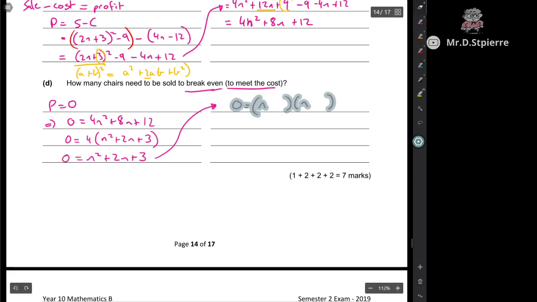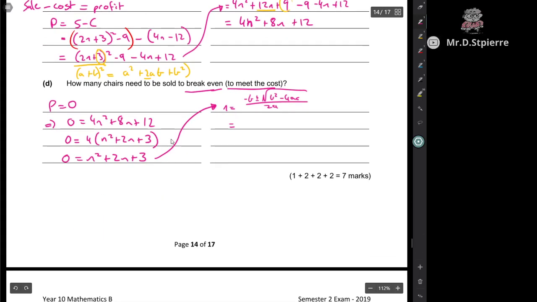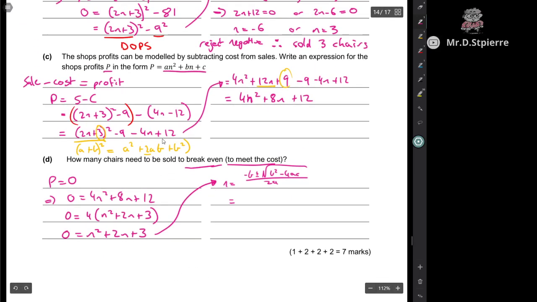We can't do it via inspection, so your options from here are either completing the square or using the quadratic formula. Personally, I am a big fan of the quadratic formula. n is equal to negative b plus or minus the square root of b squared minus 4ac on 2a. It is equal to, I'm just going to check if I've made a mistake anywhere, because I would have thought we would sell a whole chair here.